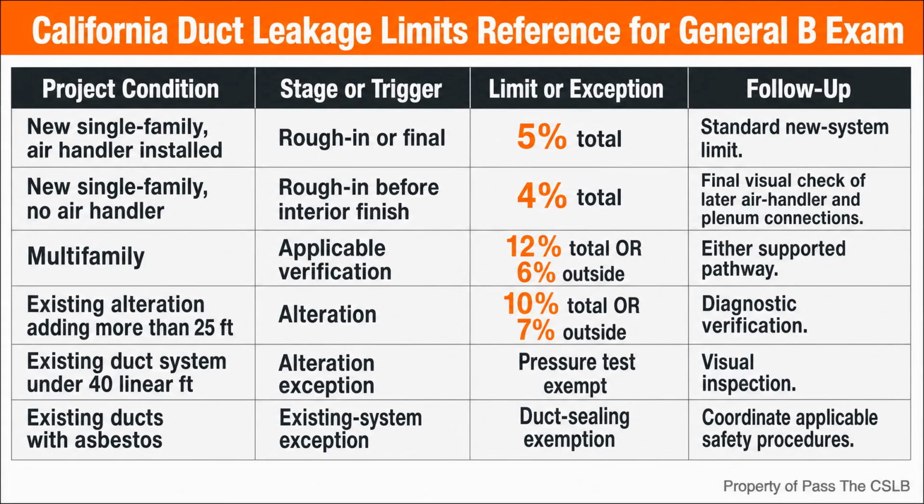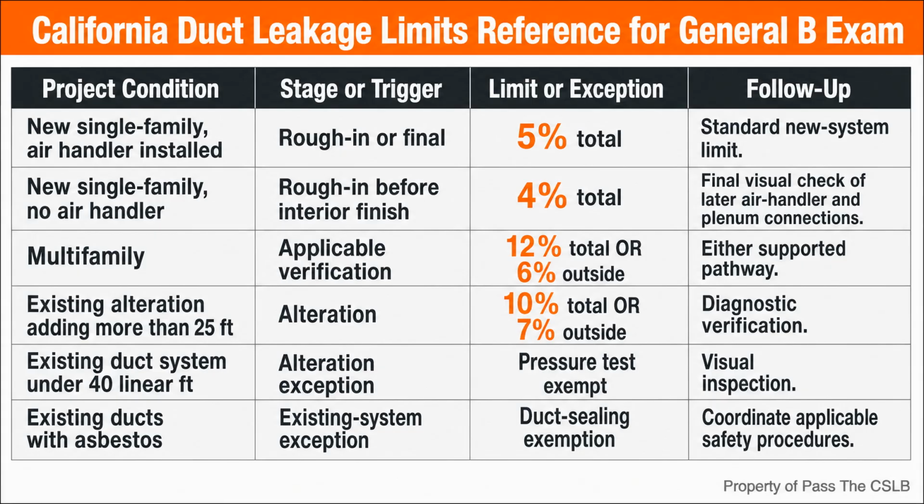A useful memory connection is this: new work is held to the tighter 5% limit. Existing system alterations have the more lenient 10% total leakage path. Rough-in without the air handler is the special 4% condition.